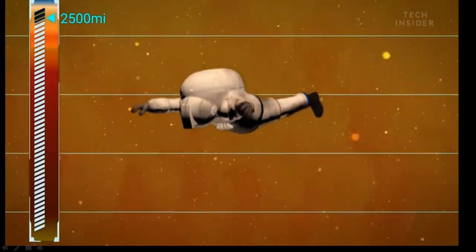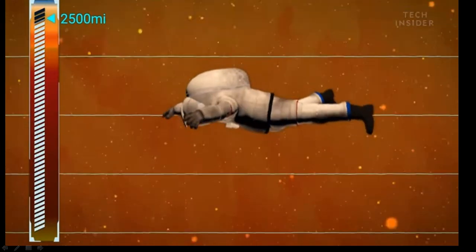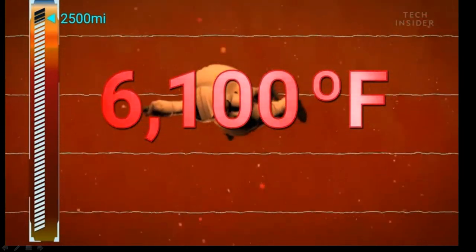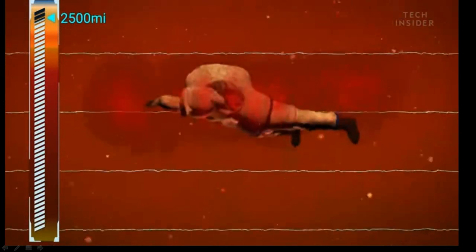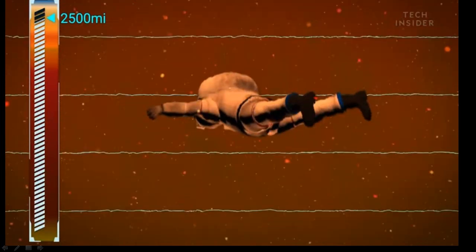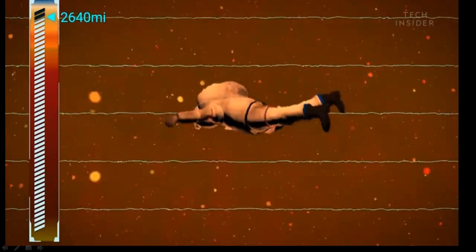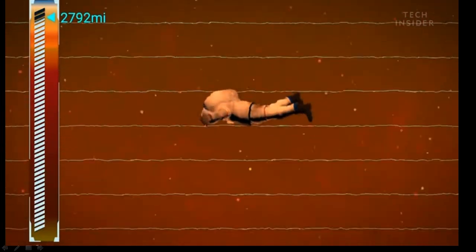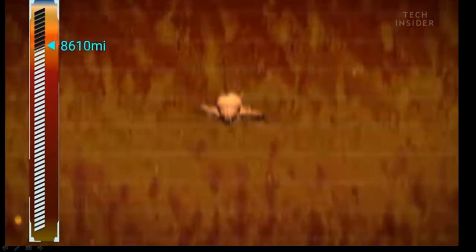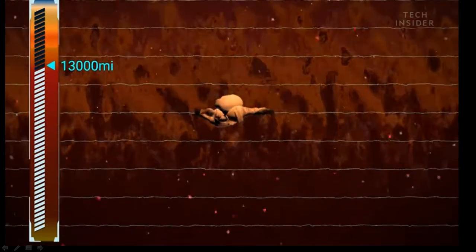Once you've reached 2,500 miles down, the temperature is 6,100 degrees Fahrenheit. That's hot enough to melt tungsten, the metal with the highest melting point in the universe. At this point, you will have been falling for at least 12 hours, and you won't even be halfway through. At 13,000 miles down, you'll reach Jupiter's innermost layer.